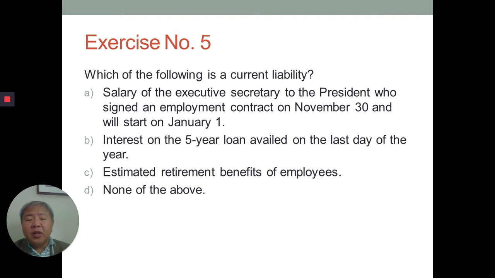So therefore, which is a current liability? Answer? Letter D. There's no liability as of December 31. A and B, not a liability, no liability yet. Letter C, it's a non-current liability. Okay? So, how many of you got the perfect score?